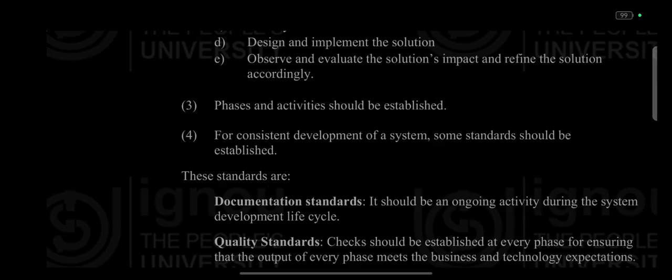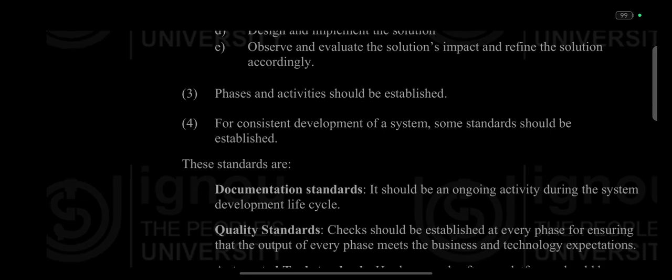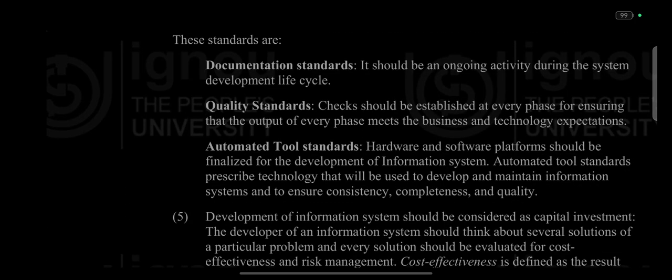Phases and activities should be established for consistent development of a system. Some standards should be established. These standards are documentation standards. It should be an ongoing activity during the system development lifecycle. Quality standards checks should be established at every phase for ensuring that the output of every phase meets the business and technology expectations. Automated tool standards, hardware and software platforms should be finalized for the development of information systems.